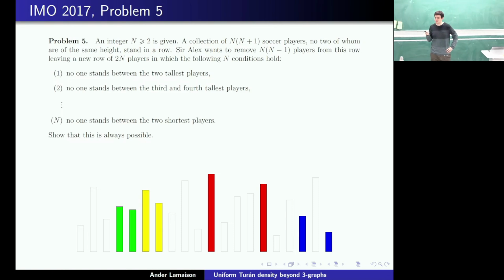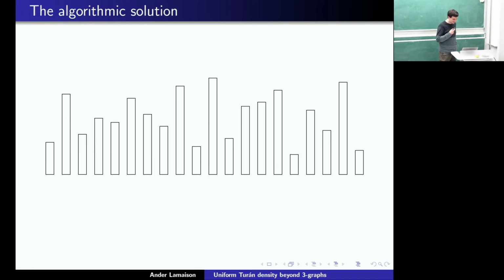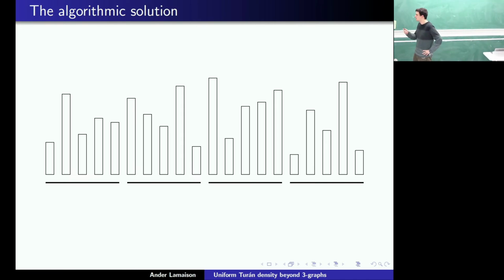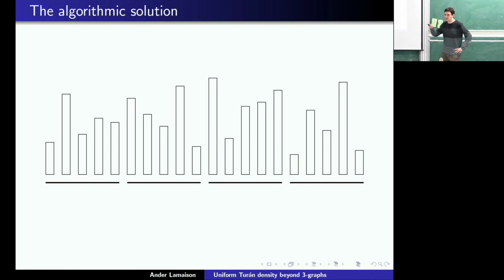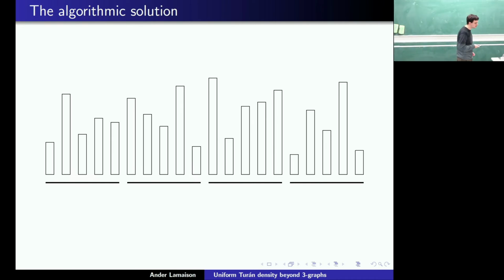It's a very beautiful problem. Usually I would give you 1.5 hours to think about this problem, but I don't think the talk goes on for that long, so I will just give you the solution. So remember that we start with n times n plus 1 players. One thing that we can do is split it into n blocks, each of which has n plus 1 players. And we can just say that in the end, we will have 2 players from each of those blocks. It's a condition that we can add.